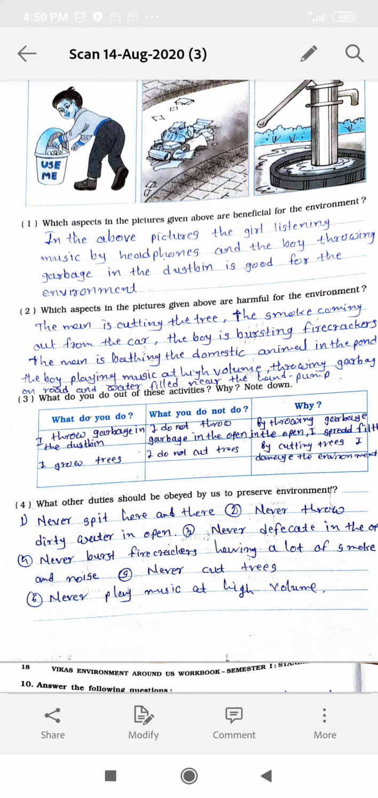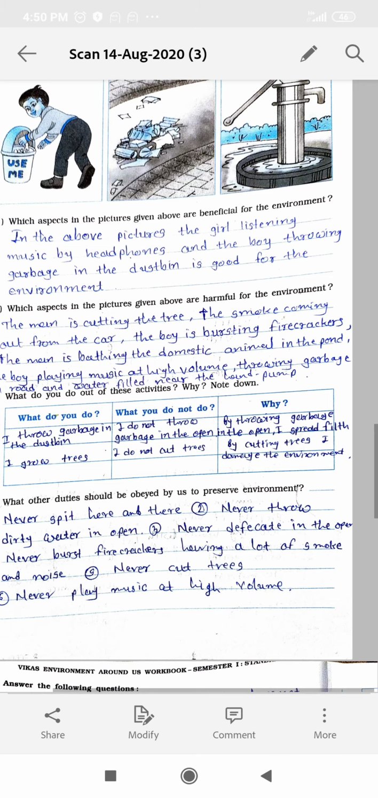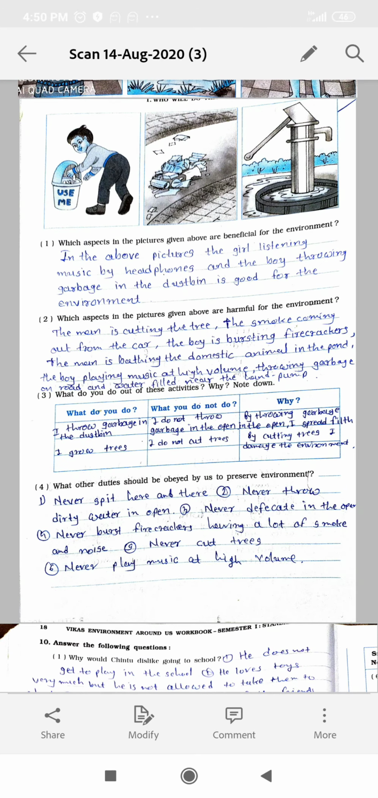Now other duties to save the environment. Okay, let's see what our duties are to save the environment. So let's see first, never spit here and there, never throw dirty water in the open, never defecate in the open, never burst firecrackers having a lot of smoke and noise, never cut trees, never play music at high volume. So to preserve the environment, we should do all these things.